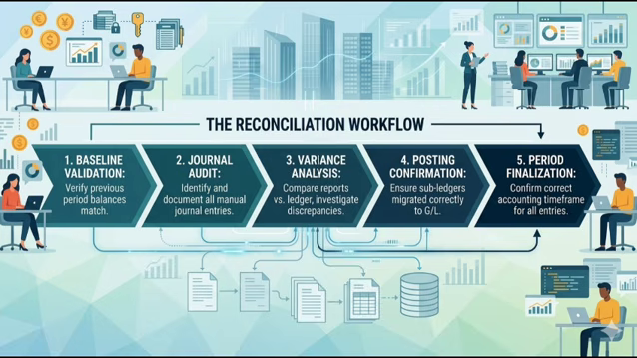Step 5. Period finalization, the finish line. Simple explanation. Finally, you put a lock on the month. You double-check that every single bill is recorded in the right time period. You don't want a January bill showing up in February's reports. Once this is done, the month is officially closed.